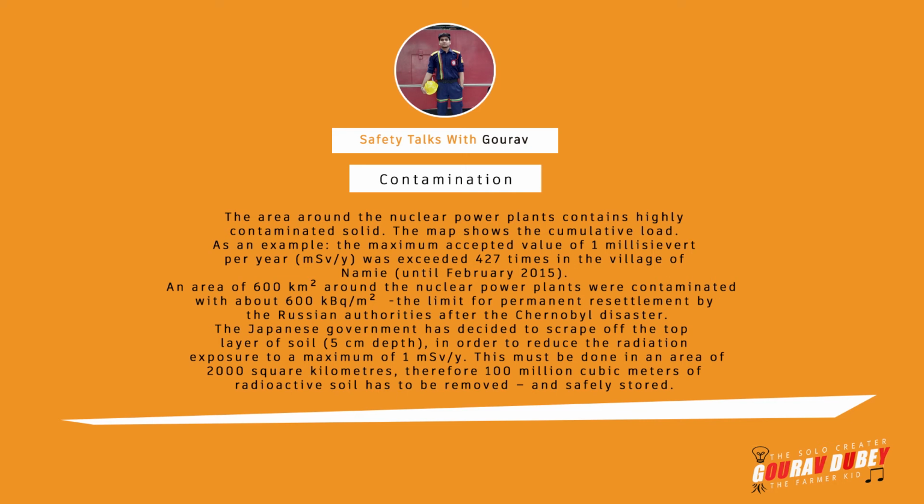Like the Russian authorities after the Chernobyl disaster, the Japanese government has decided to scrape off the top layer of soil, 5 centimeters deep, in order to reduce the radiation exposure to a maximum of 1 mSv per year. This must be done in an area of 2000 square kilometers. Therefore, 100 million cubic meters of radioactive soil have to be removed and safely stored.